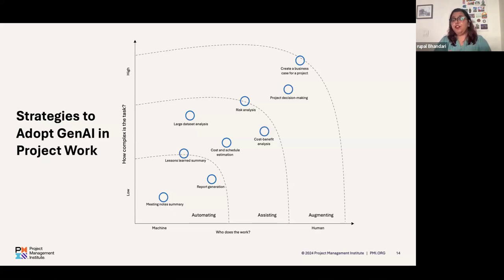But as you move further towards the human tasks, can risk analysis be automated? No. But can you use AI and GenAI tools to inform your risk analysis? Yes. Can you use GenAI and AI tools to inform your cost and schedule estimations? Yes. Moving further on the human side of the spectrum is augmentation. As the name says, you're using it only to augment your thought process.